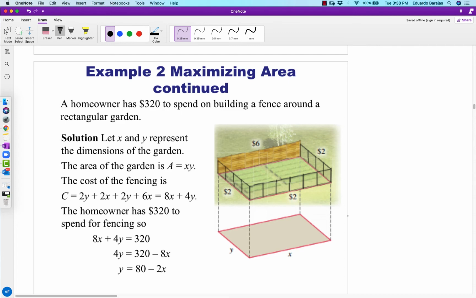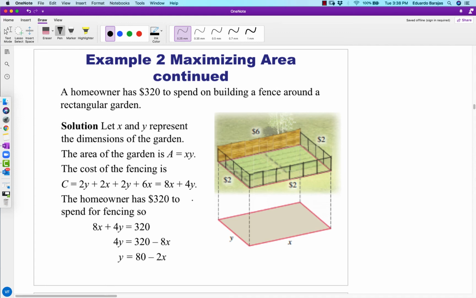Okay, here's a neater solution for this same problem. So we know that we want to maximize the area. So we can establish that the area must be equal to x times y. Then we need an equation to reduce the number of variables. So we look at that cost function for fencing. It's going to be twice the y plus twice an x plus twice another y, and then plus 6 times x. That reduces to C equals 8x plus 4y, same thing we got before.